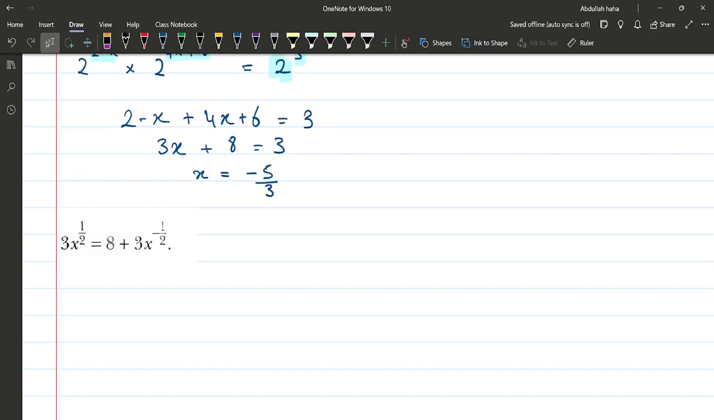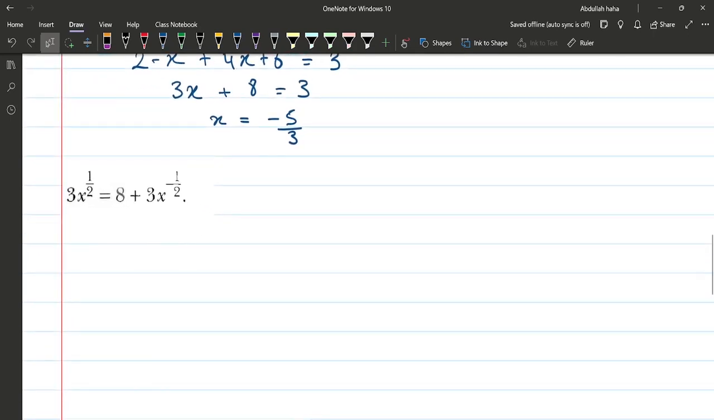All right, so moving on, let's do this one. This one looks a bit tricky, but it is pretty simple. All we have to do is somehow make a substitution. Let me just write this on one hand side. So this is 3x to the power half minus 3x to the power minus half, minus 8, which is equal to 0. So I can rewrite this as over x to the power half.